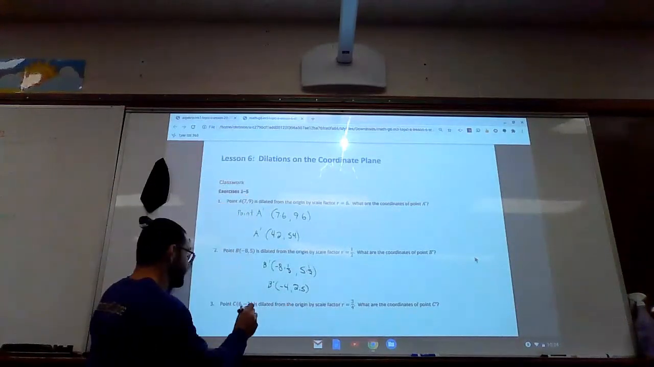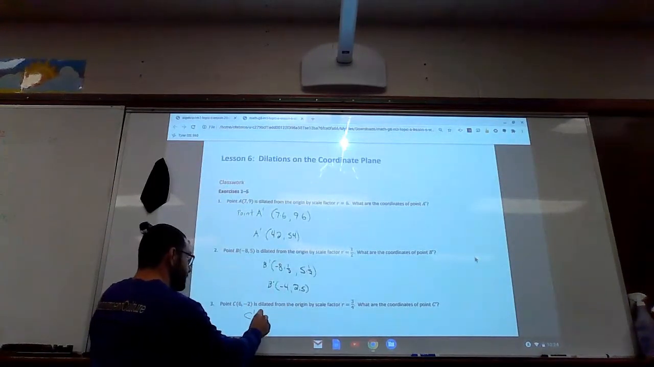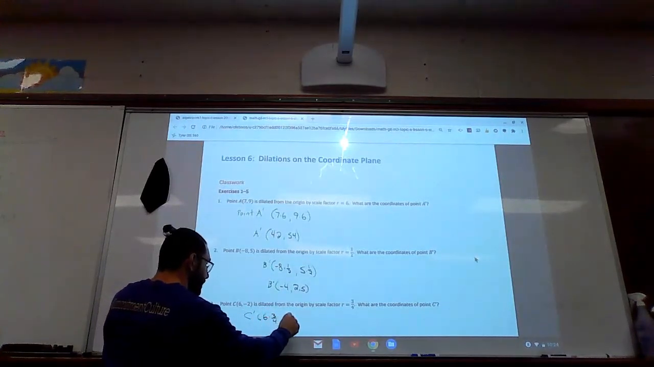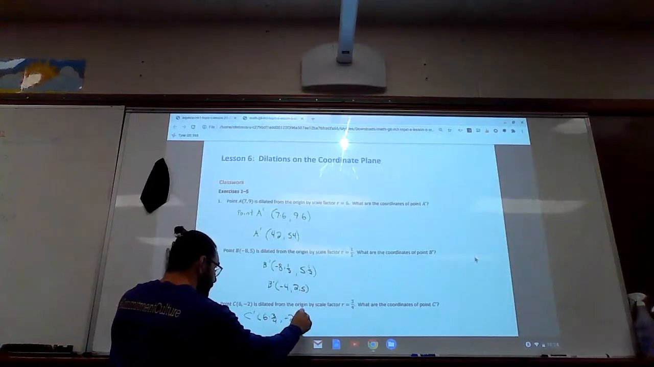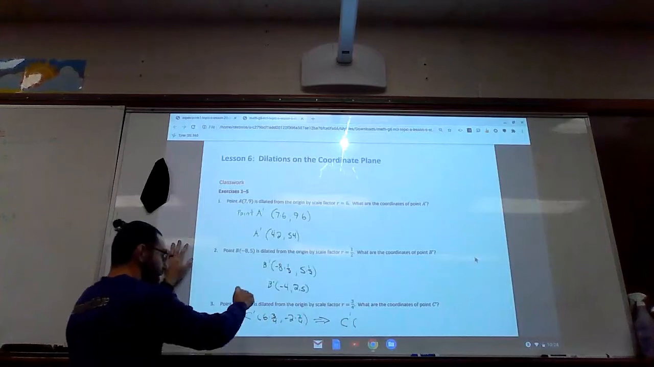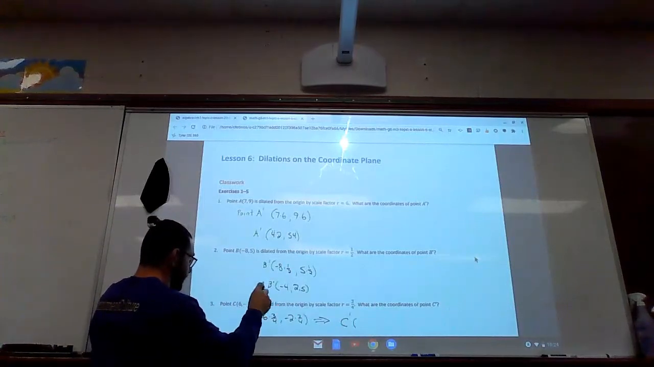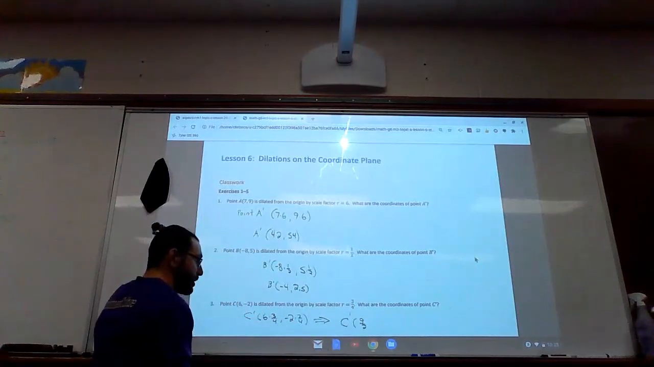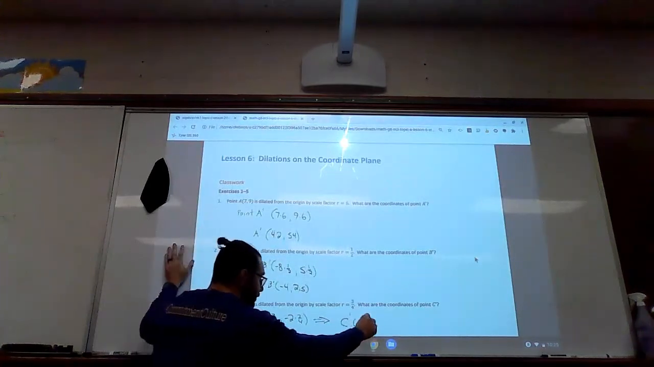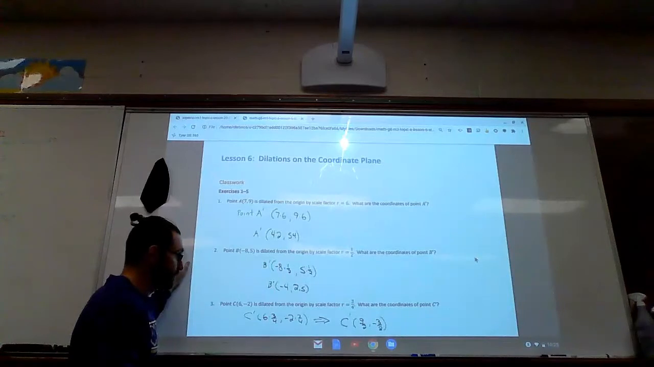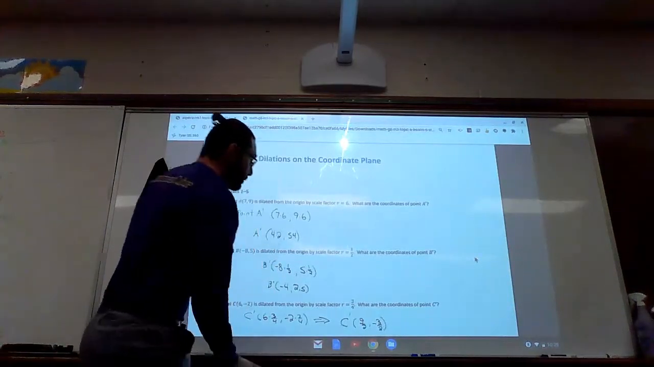Number 3, C prime is going to be 6 times 3/4, -2 times 3/4. So C prime, that's going to be 18/4, which is 9/2. Your calculator should help you. That's a fraction. -2 times 3 is -6 divided by 4, -3/2. You are able to get fractions.